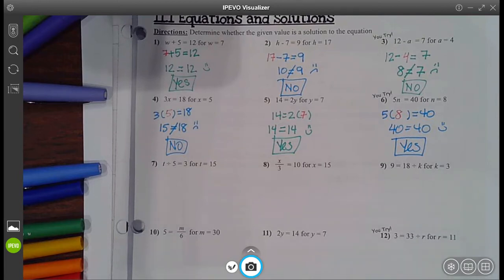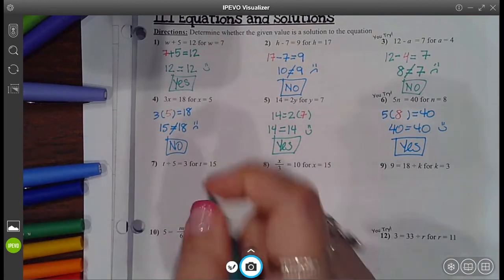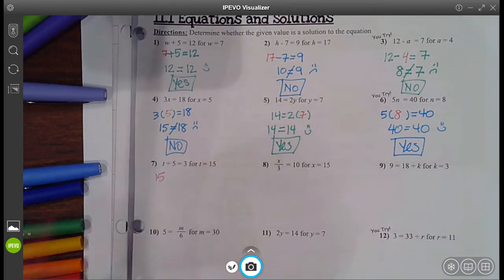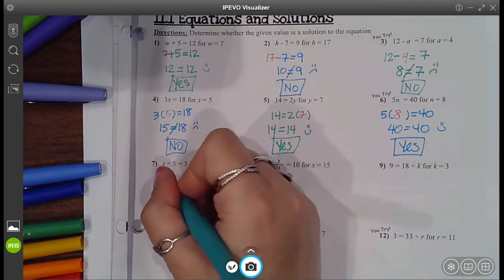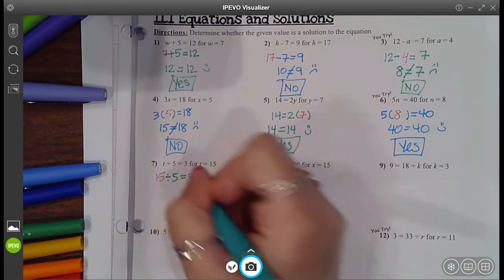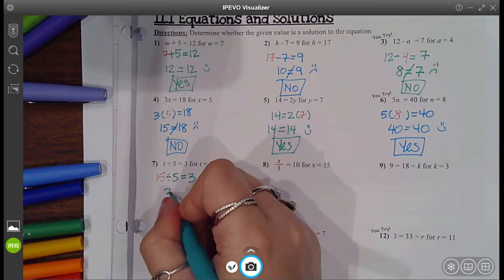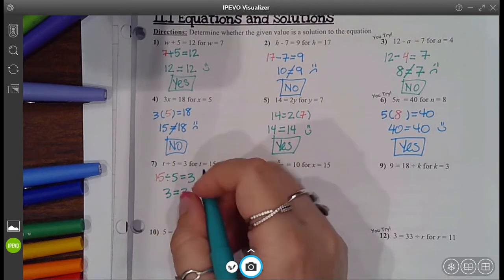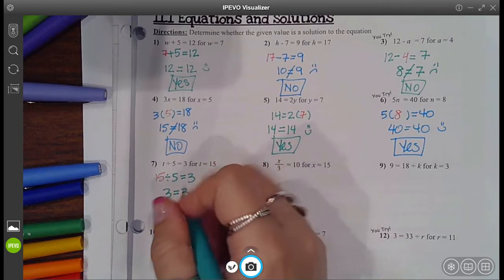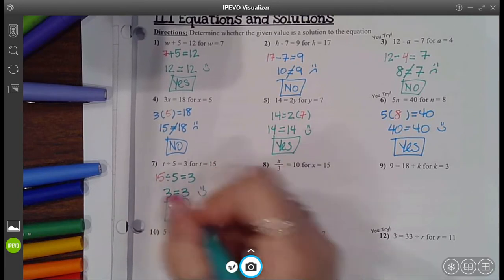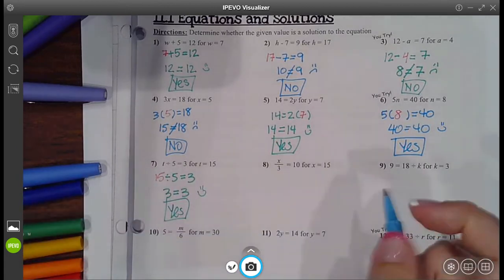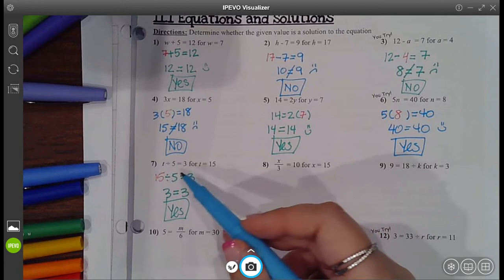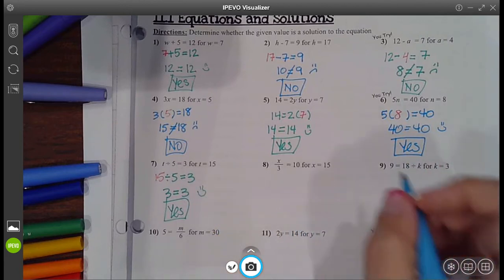All right, for my next one, this time it says t is 15, so substitute in a 15 for t, and it's saying divided by 5 equals 3. So simplify that. 15 divided by 5 is 3. Bring down your equals 3. Is that a true statement? It sure is. So is 15 the solution? Yes. And if they asked you to defend why it is, you would just say, when I substituted it in, it made a true statement.